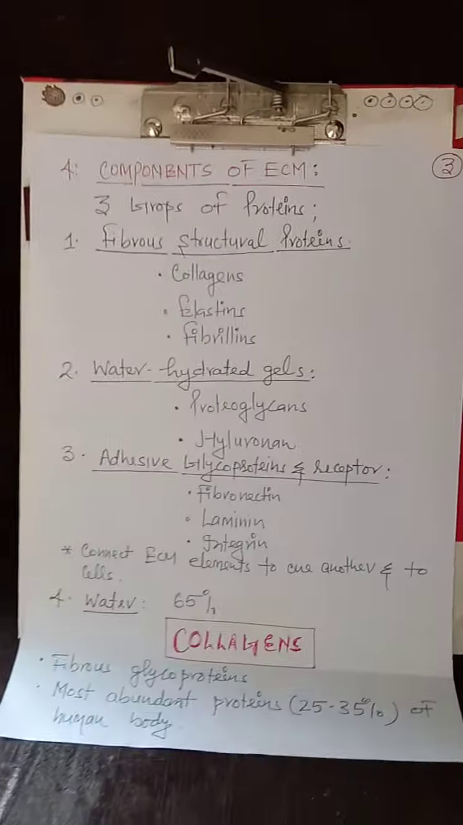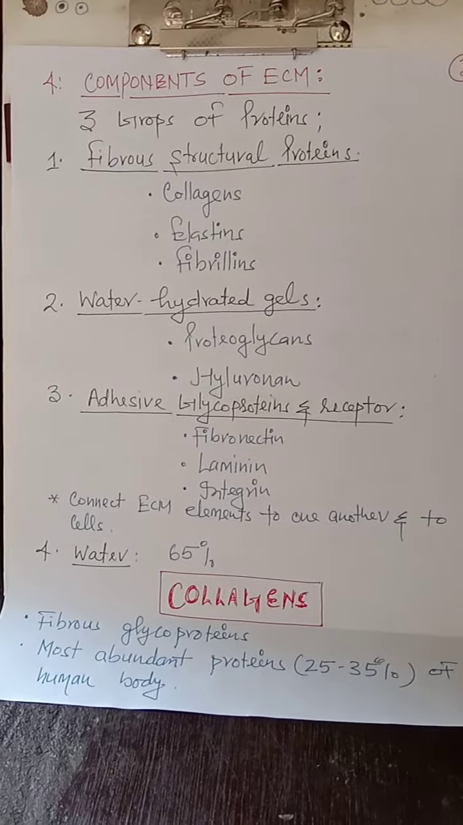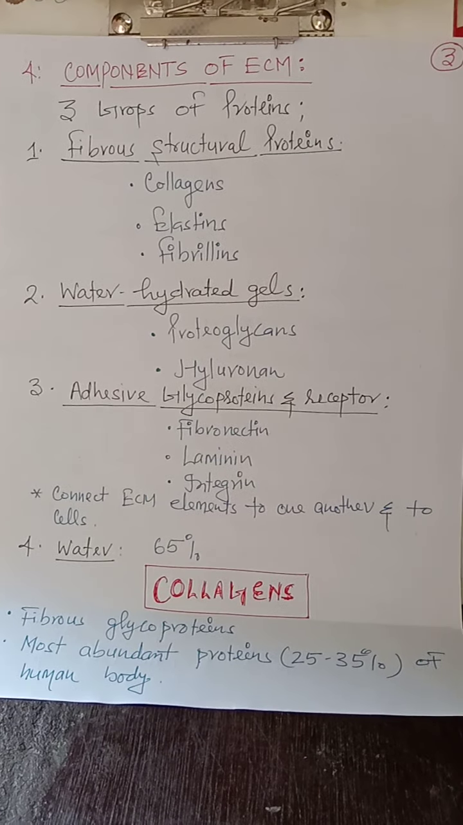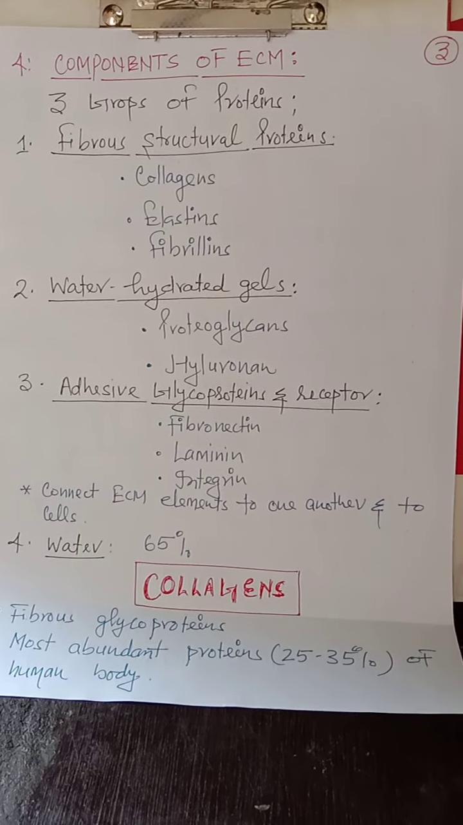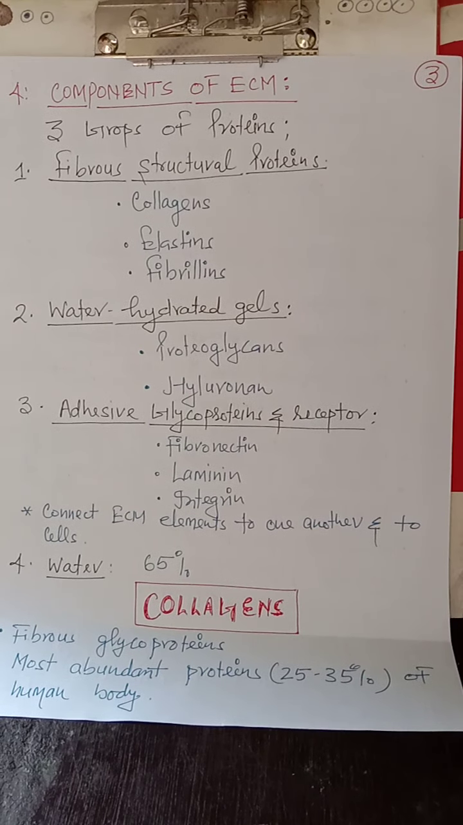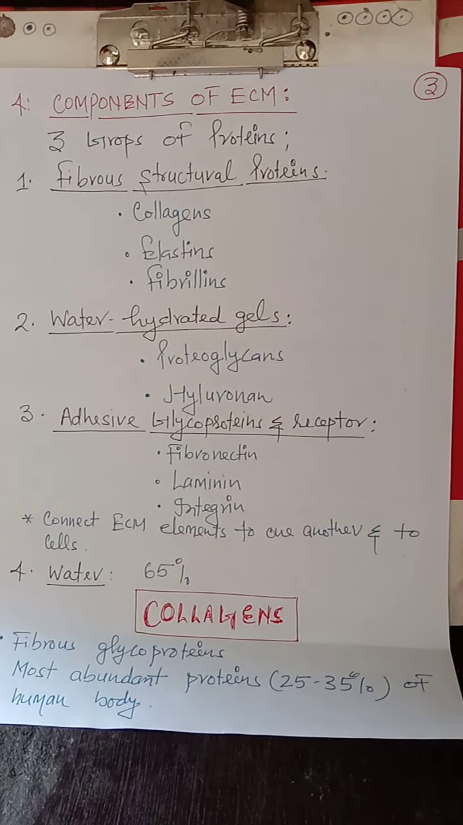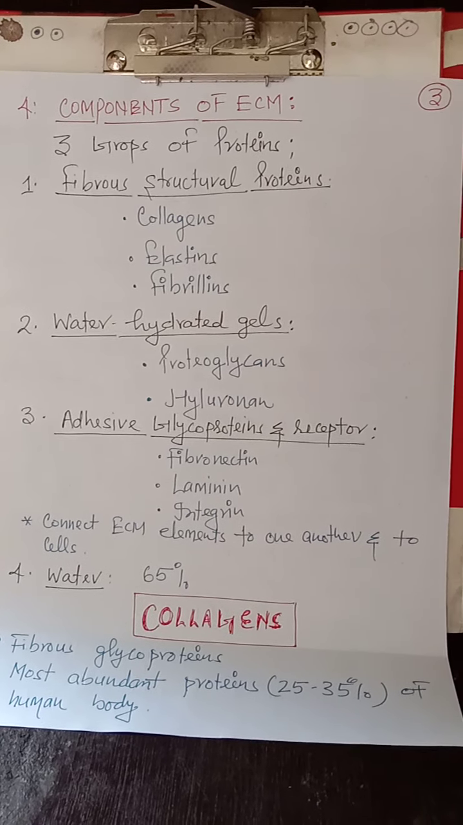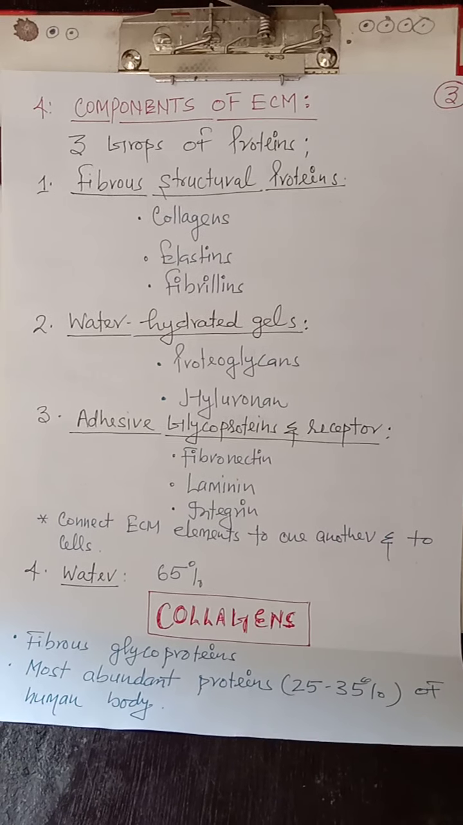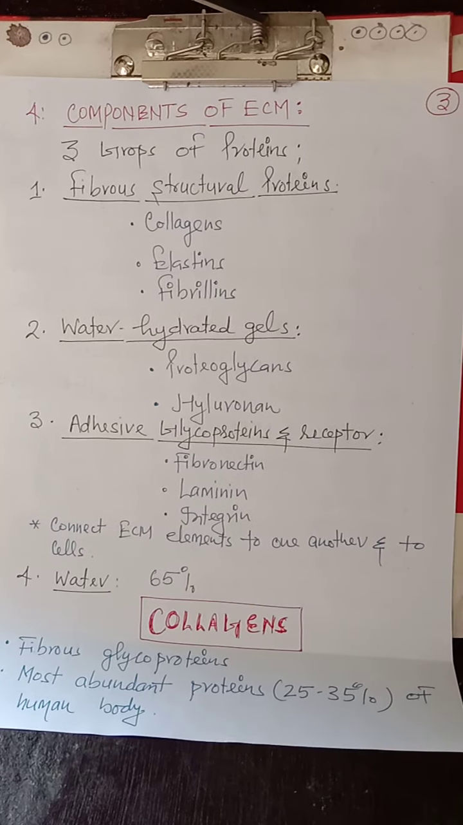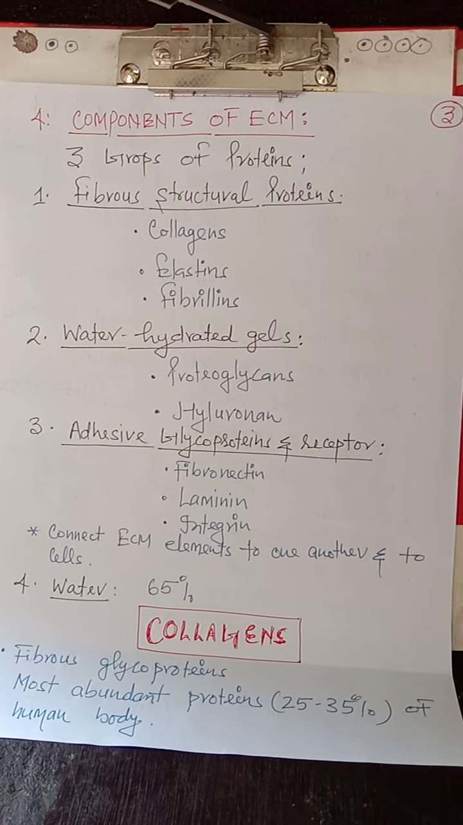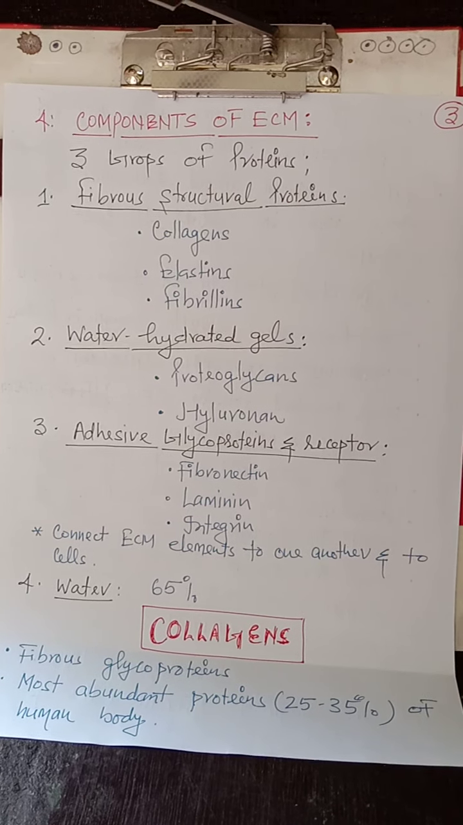Here, components of ECM. So what are the important components of ECM? We will see three groups of proteins. The important components of extracellular matrix belong to three groups of proteins, and the first is fibrous structural proteins. In particular, these proteins are responsible for making these structures, and these are collagens, elastins, fibrillins.